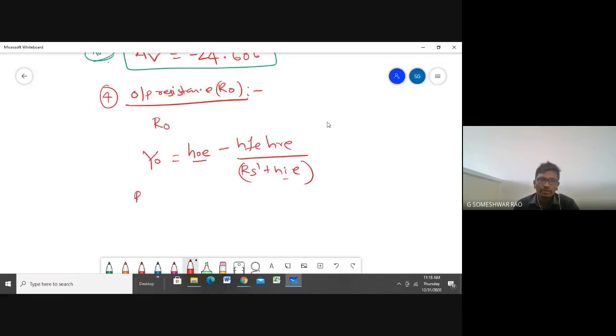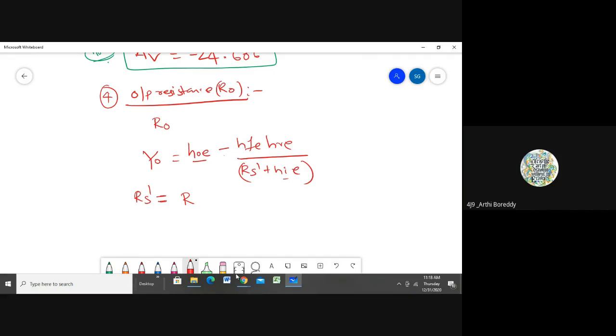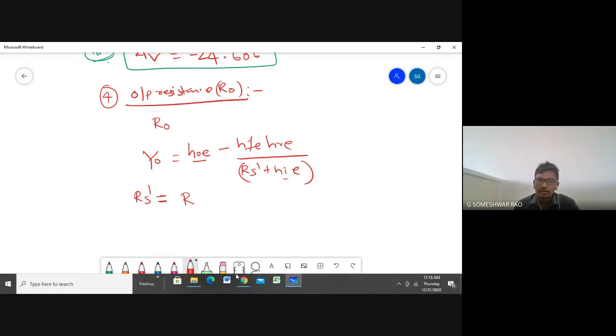Can you tell me, in the last class I gave the RS dash formula. What is the RS dash formula? Look at it once in the last class. RS parallel to RB. In turn, what is RB? R1 parallel to R2. Am I correct? Yes or no? First calculate RB, R1 parallel to R2.